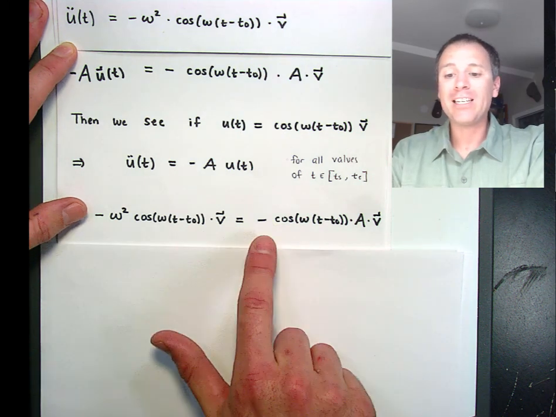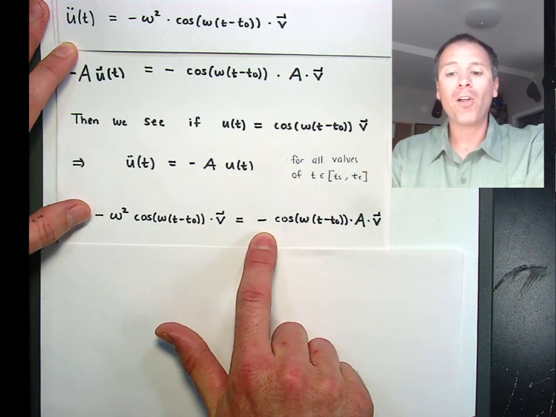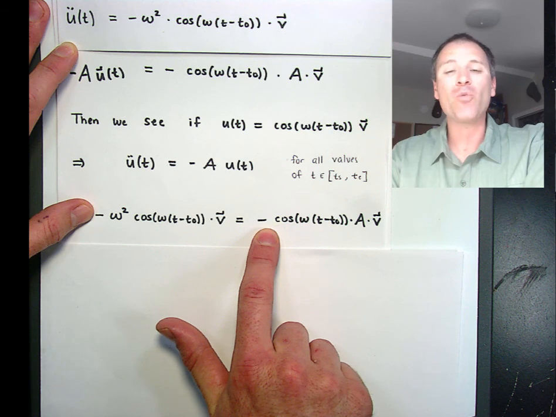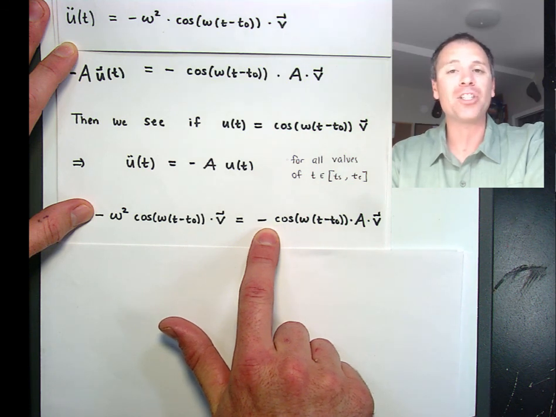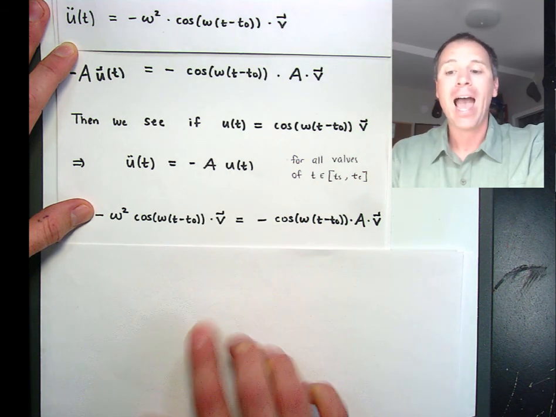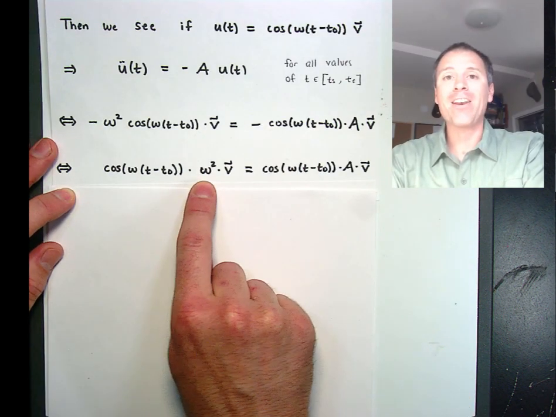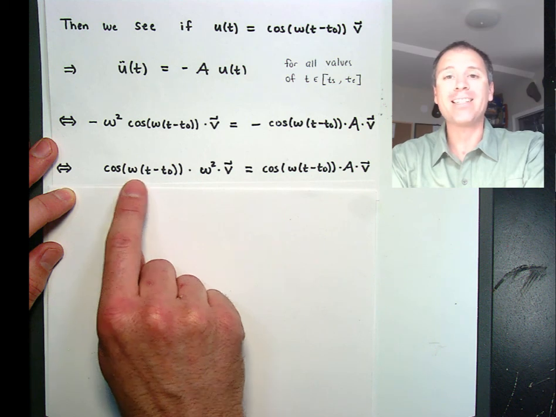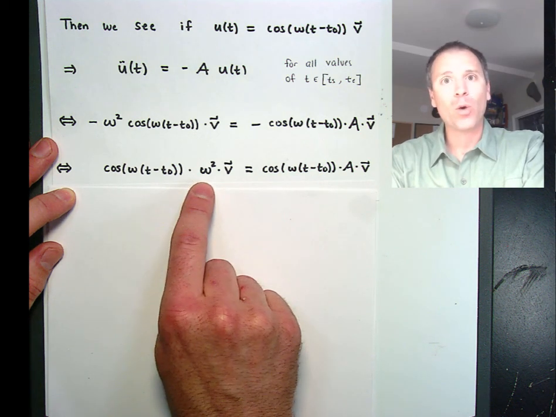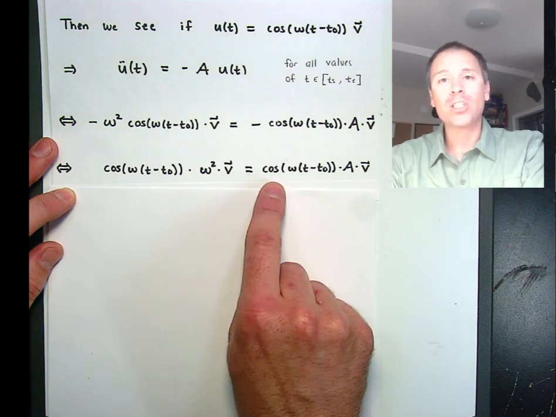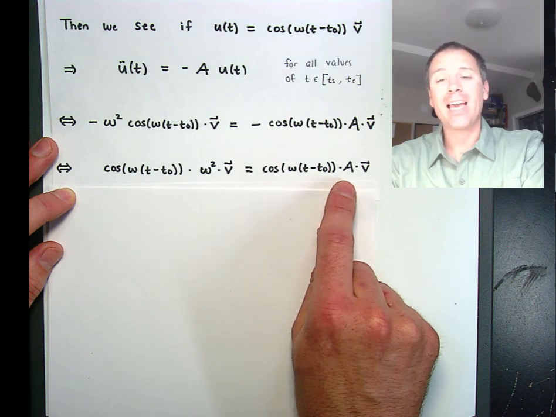Let's start with the easiest part of this equation. On both the left and the right-hand side, we see that there is a negative sign. Let's just divide each side by -1, and that disappears, leaving us to search for values of omega and non-zero vector v, such that cosine omega t minus t naught times omega squared times v is equal to cosine omega t minus t naught times a times v.